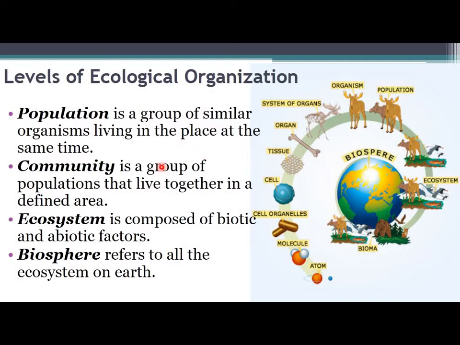So, that is the levels of ecological organization. So, we have atom, molecules, cell organelles, cell, tissue, organ systems, organism, population, community, ecosystem, and then we have biosphere.